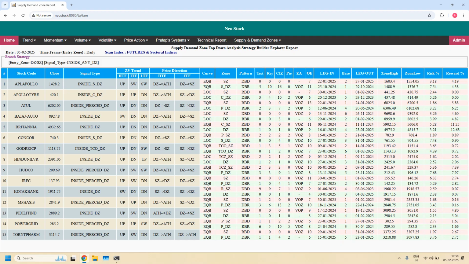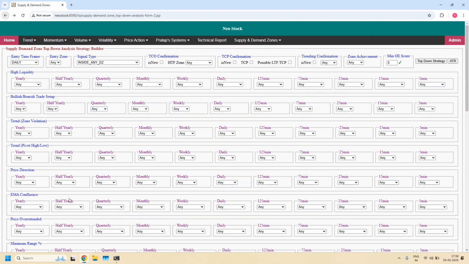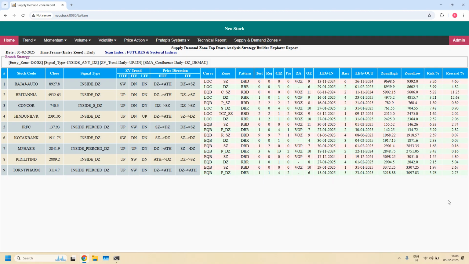Let us further filter this list based on the EMA Confluence. In the EMA Confluence at daily time frame, I am setting the filter daily demand zone having daily EMA Confluence, and trend on the daily time frame is either up or down. With these filters, now the list has come down to 9 stocks. These 9 daily demand zones are having daily EMA Confluence.